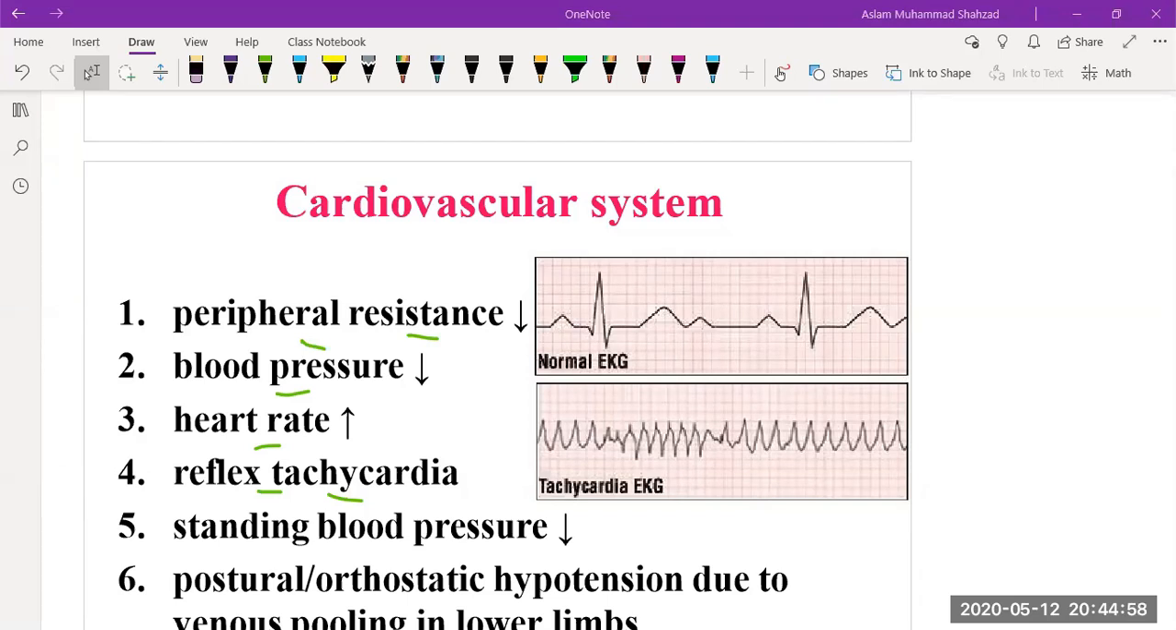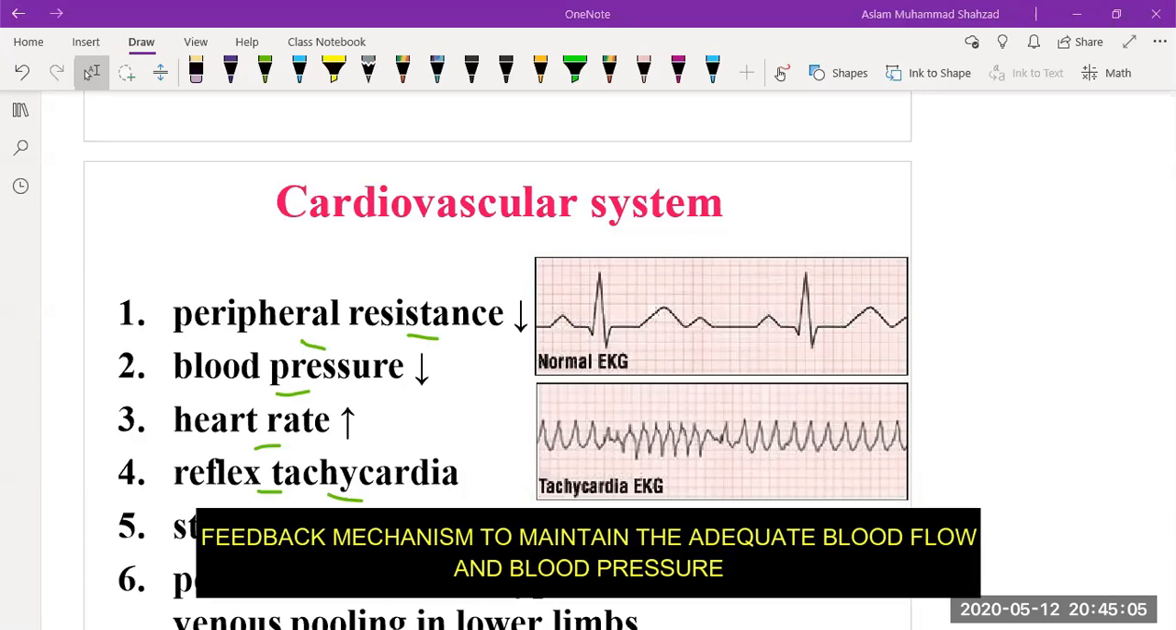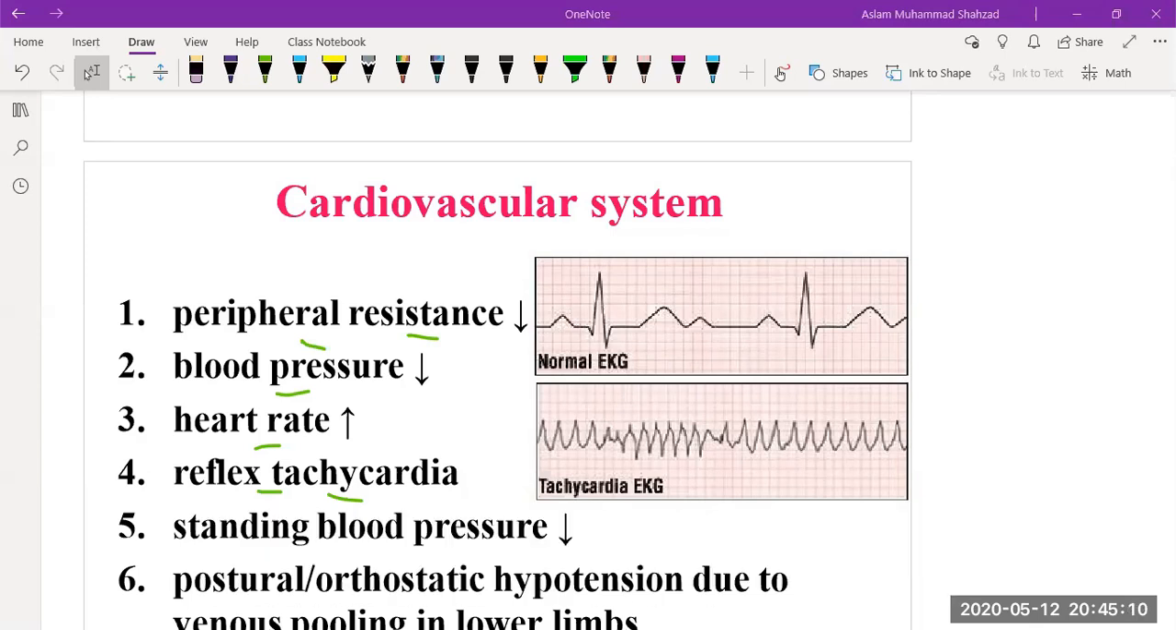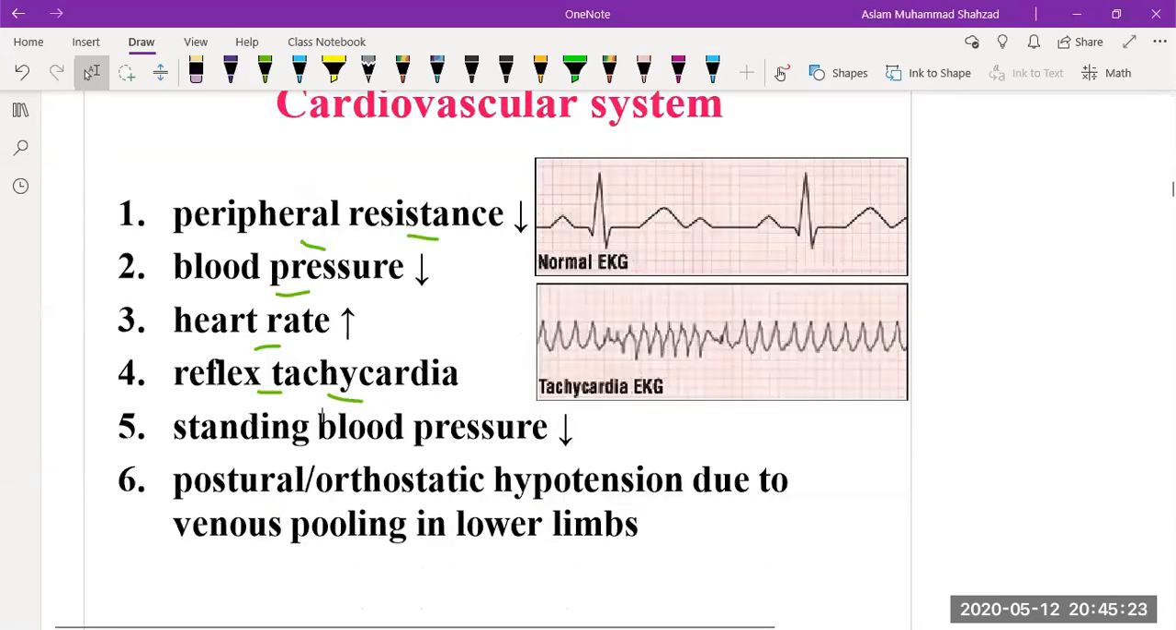and the message is transmitted through the cardiac nerve. And actually this is the feedback mechanism to maintain adequate blood flow and blood pressure. So the blood pressure decrease we have mentioned has a very close link with the reflex tachycardia. Then there is also standing blood pressure decrease. It means if a person is walking or standing, then there will be a decrease of the blood pressure.